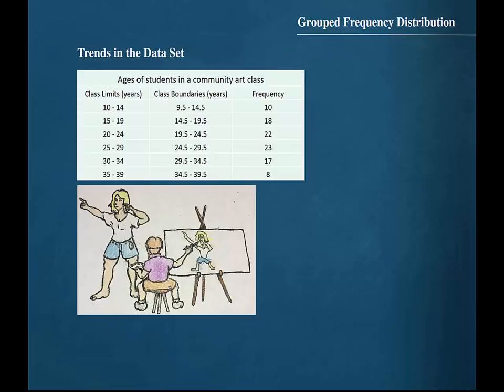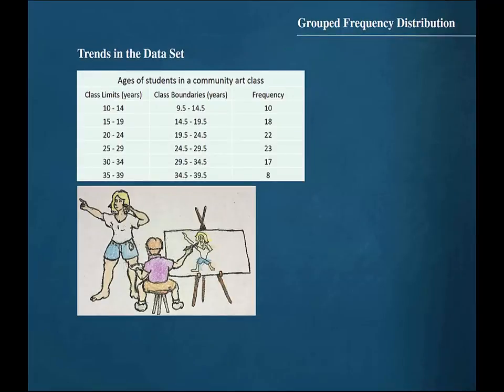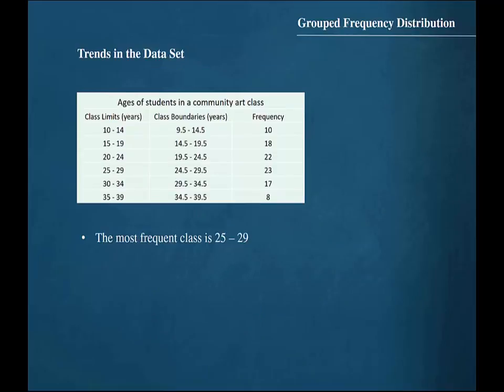This grouped frequency distribution can tell us nothing about the talent or skill of the students in the class, but there are some interesting trends in the data set that can be found by analyzing the grouped frequency distribution. We can see that the most frequent class is 25 to 29. This tells us that there are more students between the ages of 25 and 29 than any other age group in the distribution. We also note that the distribution is approximately symmetric.